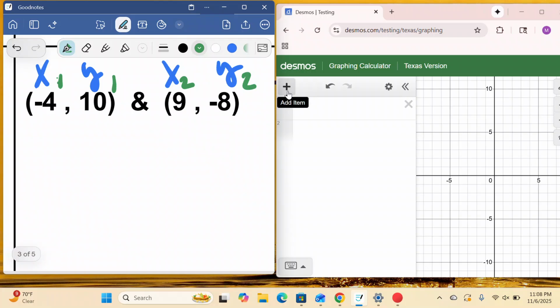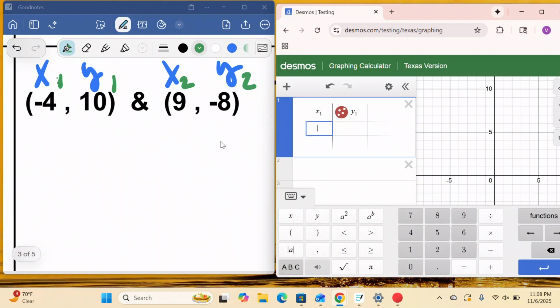So I'm going to come over here and go to the plus sign, go to the table, and I'm just going to input these into our table. So our first one is going to be negative 4. Then after that it is going to be 10. So I got my ordered pair here.